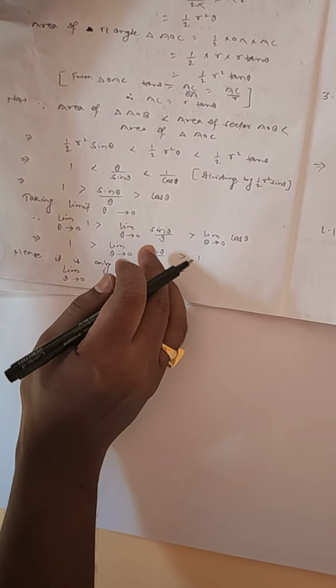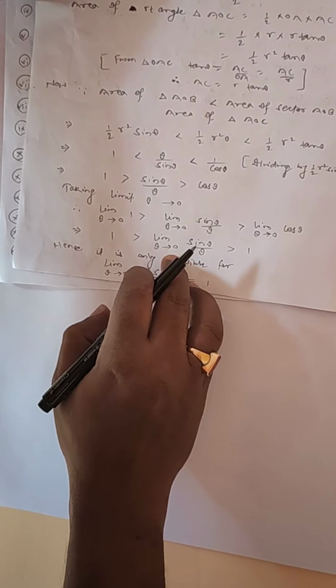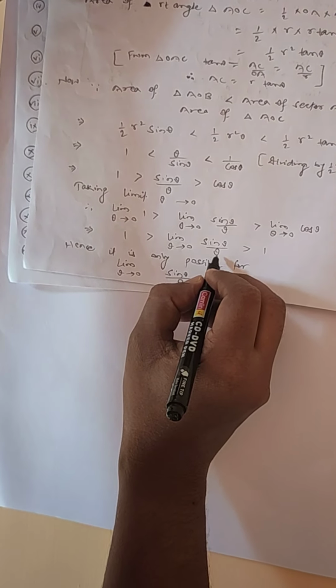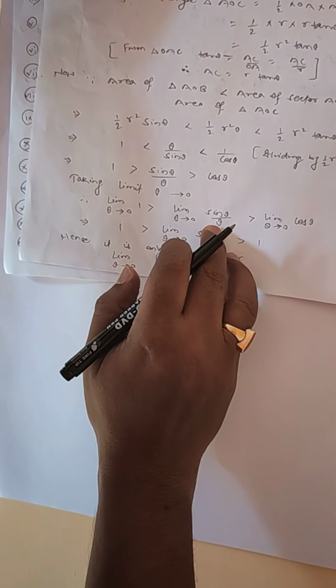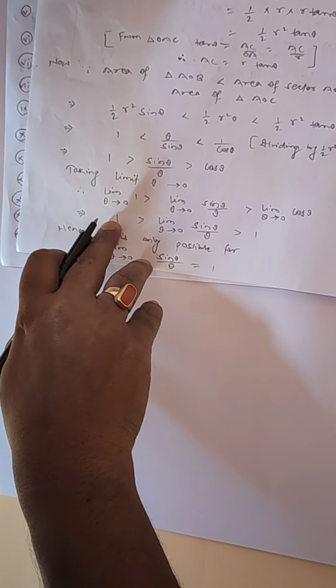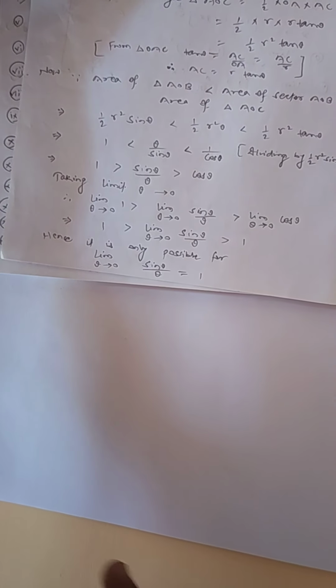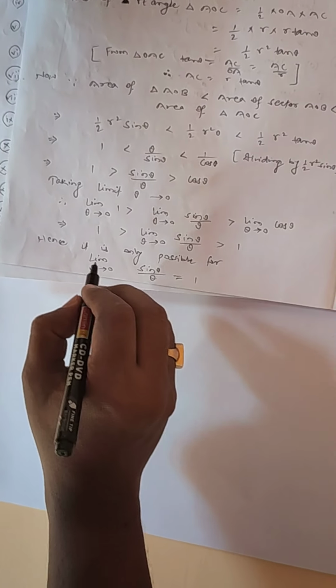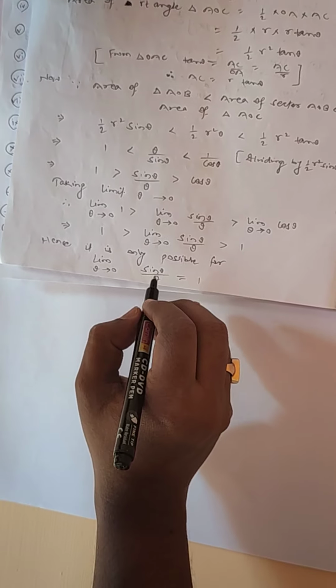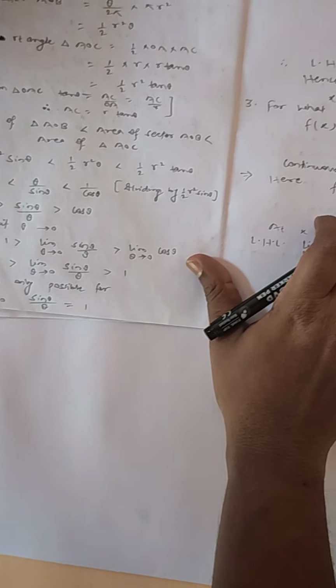But how? Here we are saying that sine theta by theta is greater than 1, but sine theta by theta is less than 1. Is it possible? No. It is only possible that limit theta tends to 0 sine theta by theta equals 1.